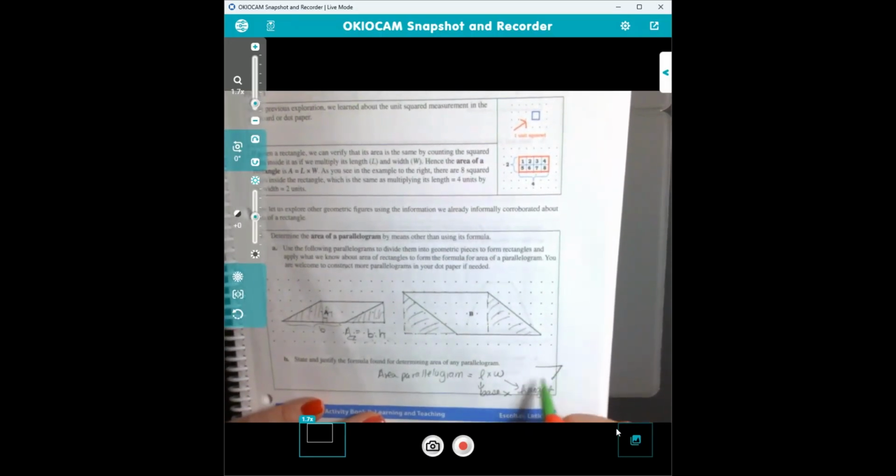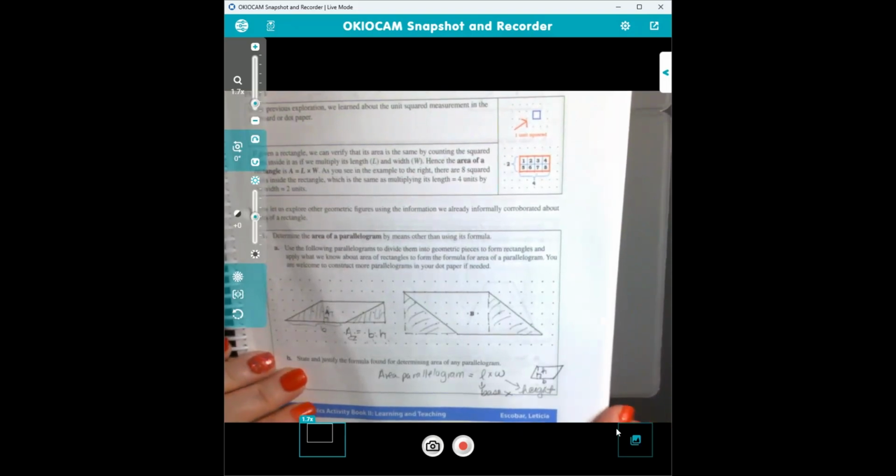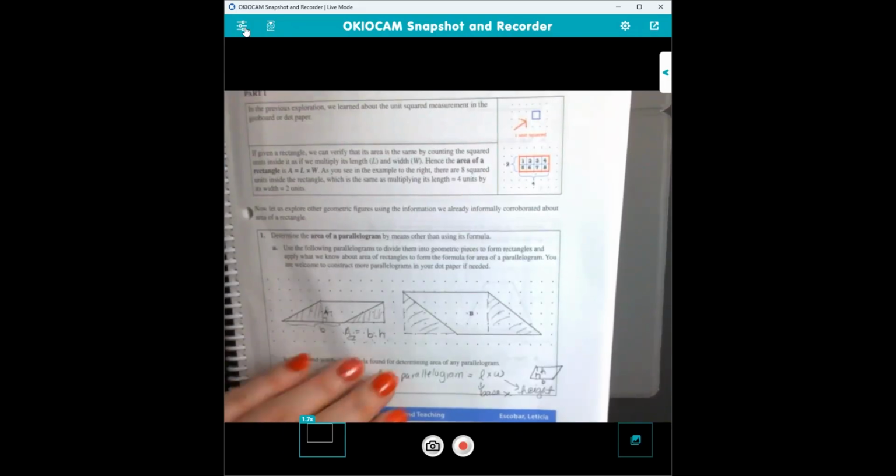And then you have the little figure. And still, the height is always going to be perpendicular to the base. So this is going to be the height, and this is going to be your base. Okay? Now, if you need more time to write, just pause the video and you should be able to continue.